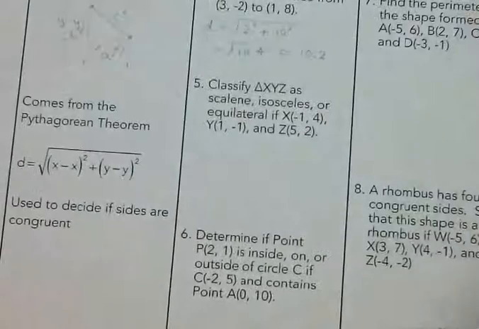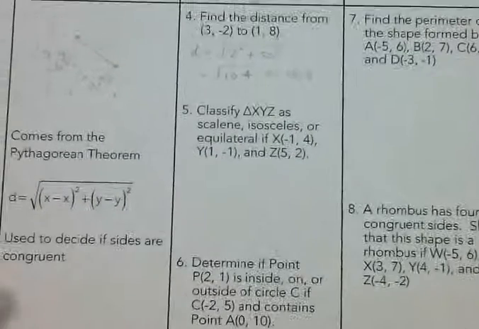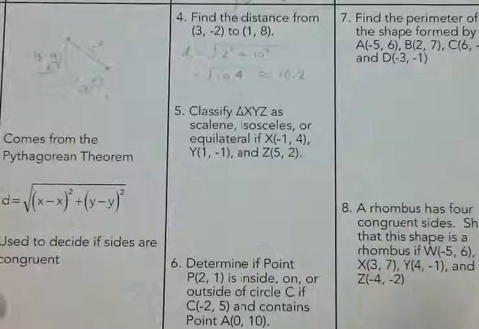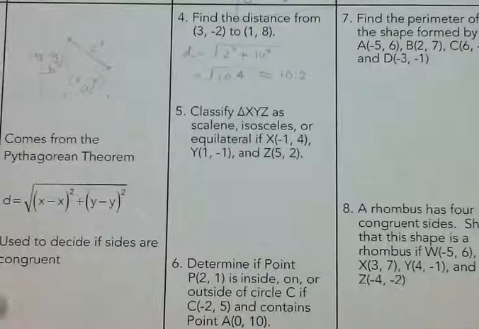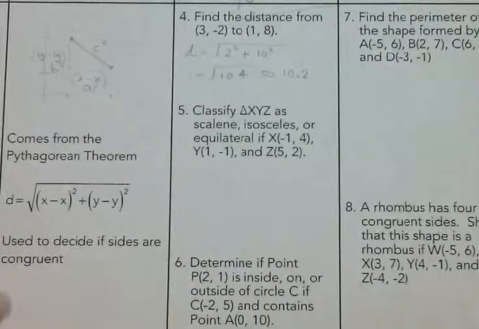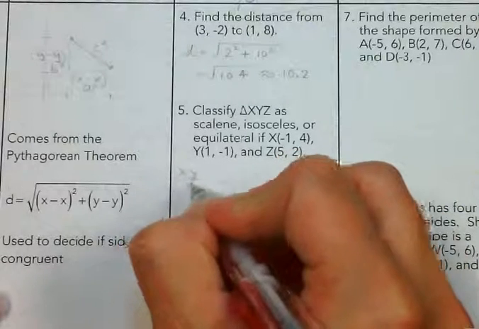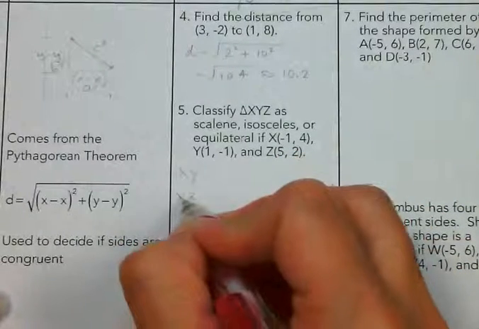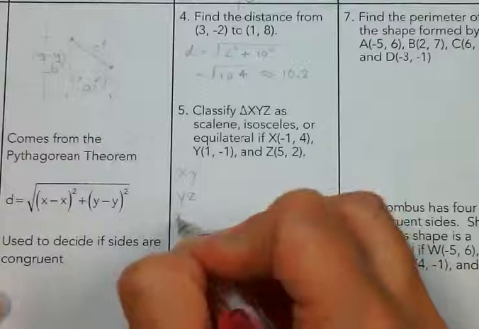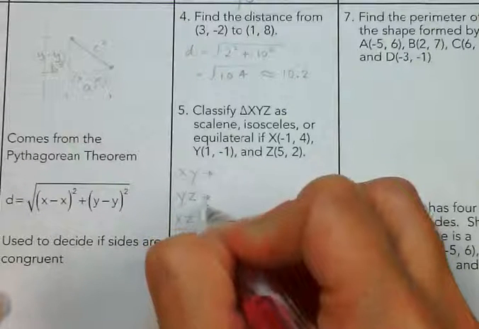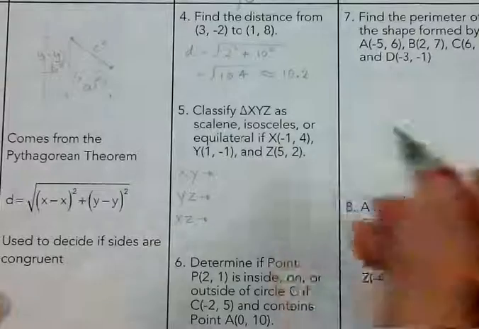All right, moving on to number 5. We need to classify whether this triangle made from these points is scalene, isosceles, or equilateral. So what we're going to do is use the distance formula, find the length of each side, and then we can say what kind of triangle it is. So my 3 sides are xy, yz, and xz. So what we need to do is find the distance or the length of each side.